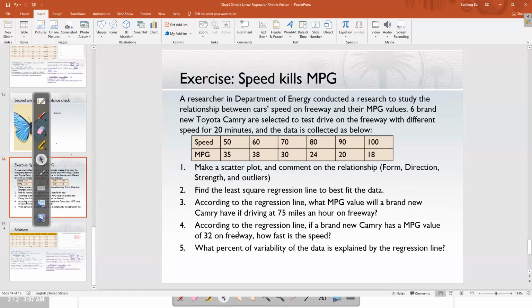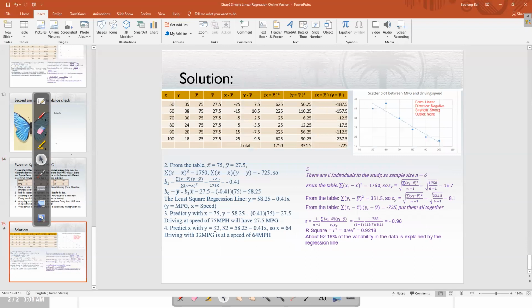And the next one, according to the regression line, if a brand new Toyota Camry has an MPG value of 32 on the freeway, how fast do you think it's driving? So we're given MPG as y, right? When y is given, we try to find x. We're going to put 32 into y, right? And you have x as unknown. We solve it. It's about 64 miles per hour, right?